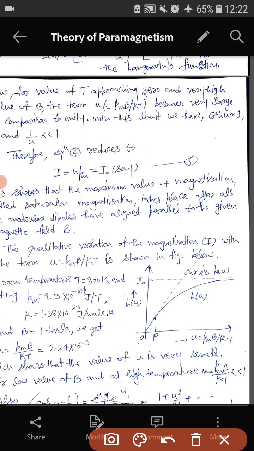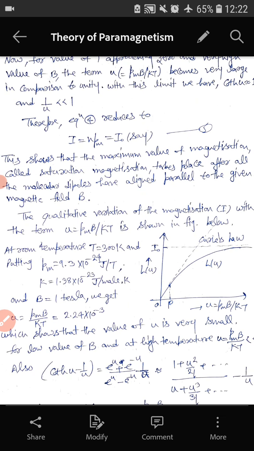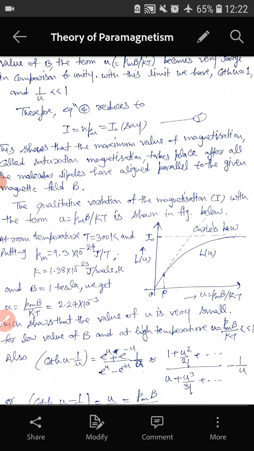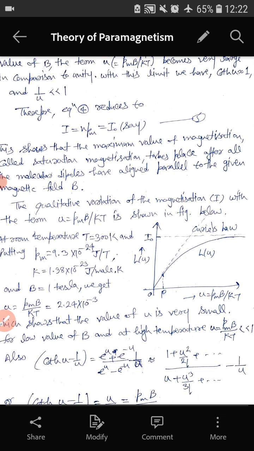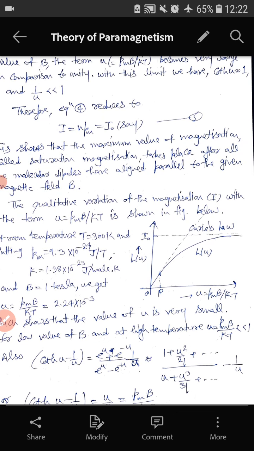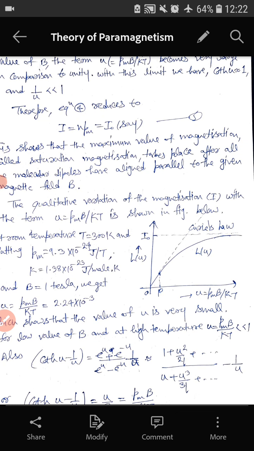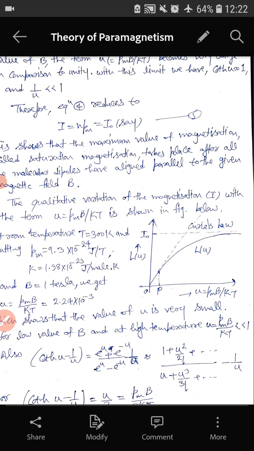So in that case, now if we consider the qualitative variation of the magnetization I with the term u, that is like this, we have seen. So at room temperature 300 Kelvin, and putting p is equal to pm is equal to 9.3 × 10^-24 joule per Tesla, k is the Boltzmann constant, and B is equal to 1 Tesla. At these values, if you calculate u, that value will be 2.24 × 10^-3, which shows that u is very small.